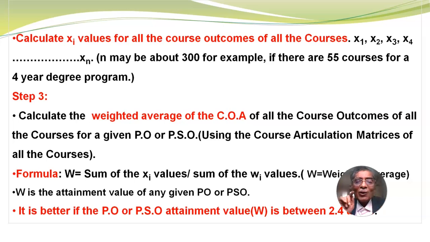Step 3. Now calculate the weighted average of the COA of all the course outcomes of all the courses for a given PO or PSO using the course articulation matrices of all the courses. Now, what is the formula? Capital W is equal to sum of the XI values upon sum of the WI values. Capital W is called weighted average. Capital W is the attainment value of any given PO or PSO. It is better if the PO or PSO attainment value is between 2.4 and 3.